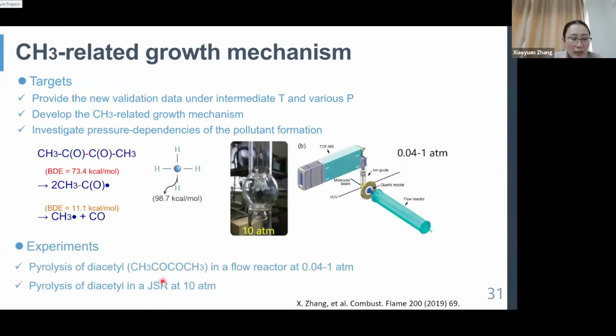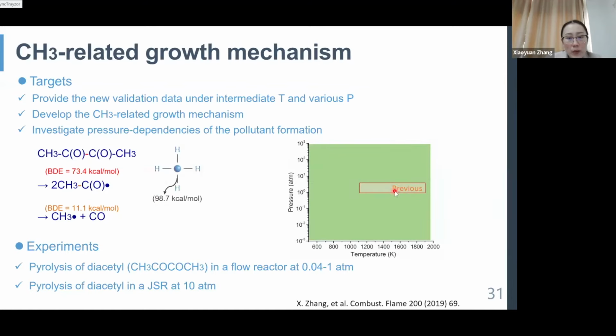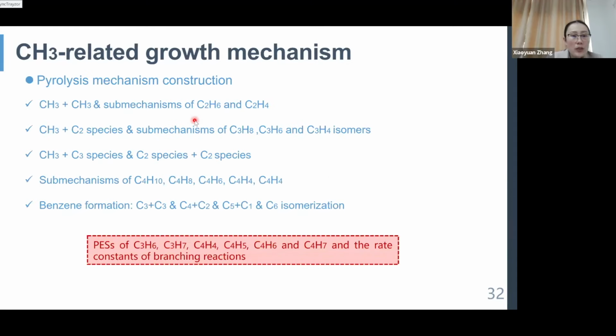In this work, we conducted the pyrolysis of diacetyl in a flow reactor and also in a JSR covering various pressures. Compared with previous experimental conditions, in this work we extended previous operating conditions to lower temperatures and wider pressures. For model development, we considered the C1 plus C1, C1 plus C2, C1 plus C3 reactions, and also considered the sub-mechanisms of C4 and benzene formation.